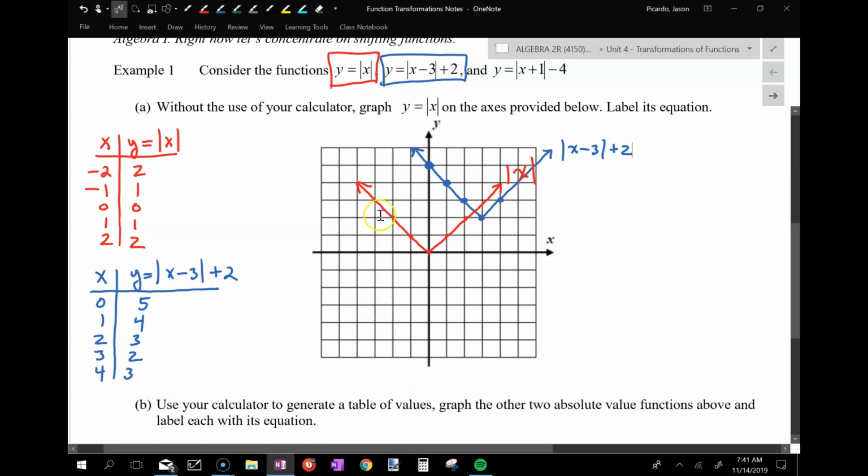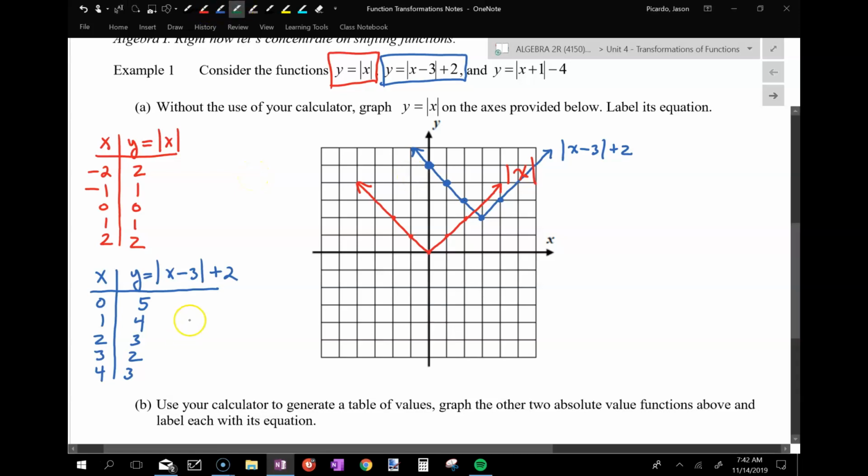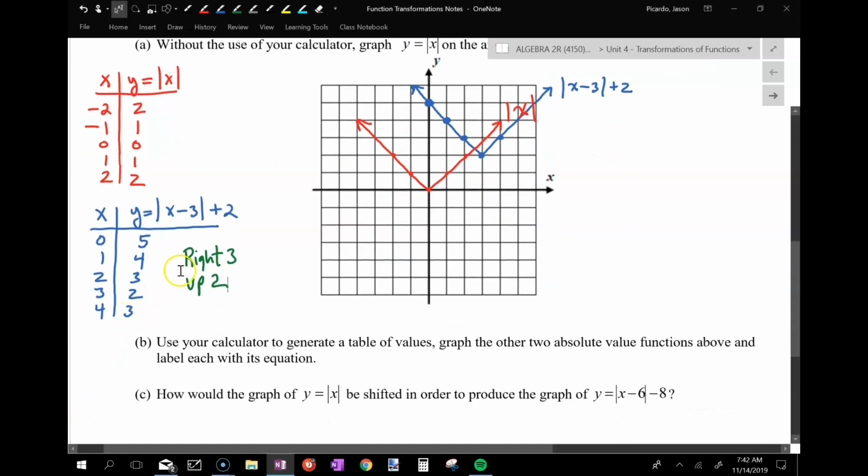All right, so Ariel says that to go from here to here, I shifted it to the right 3 and up 2. Can we all agree that that looks correct? All right, let's write that down for a minute. So Ariel said that this goes right 3 and up 2. Okay?